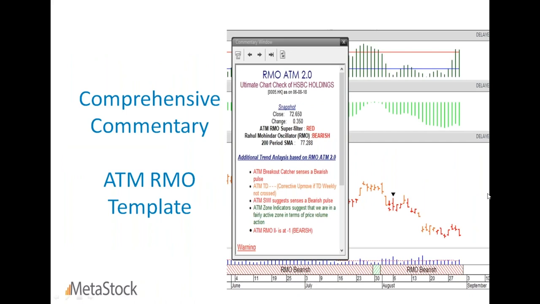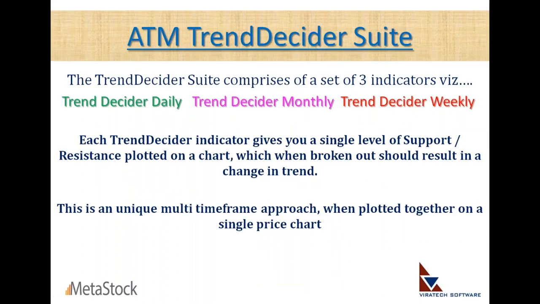Now, all this is further backed with a lot of commentary. So you have various studies. I'm not going to cover the whole ATM. I'm doing basically the super filter, or what I call the ATM RMO template. And then I'm going to show you my trend decider to give you a feel. So it analyzes all the various aspects of the ATM within this commentary and gives you a concise view. So you've got expert commentary as well if you're new to this and you want some kind of hand-holding into the indicator.